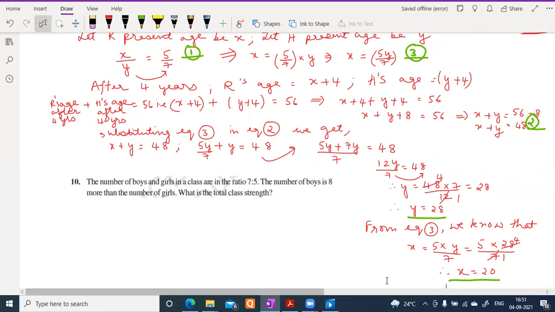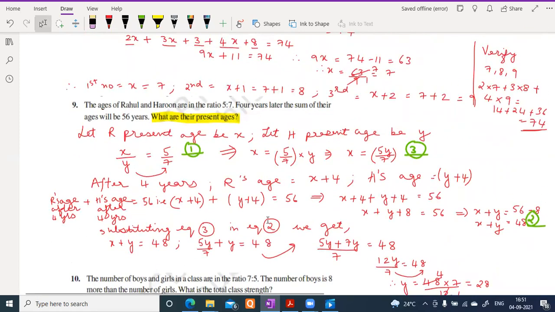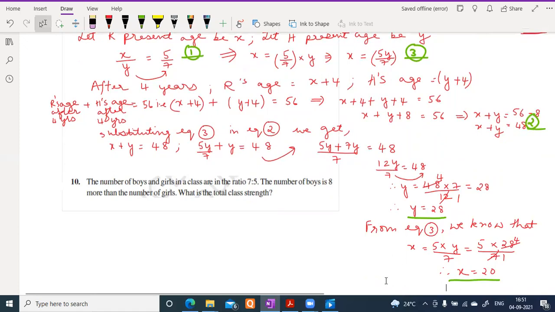You can assume that their age after 4 years is y plus 4 or x plus 4, or you can assume only x and y. It depends on whichever you want to assume. So in this sum, we have assumed their present age is x and y because that was asked, and that's what we have found out.